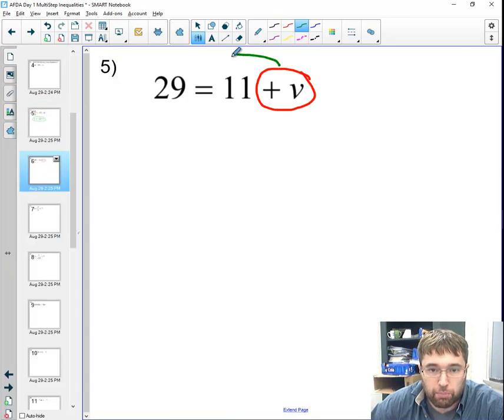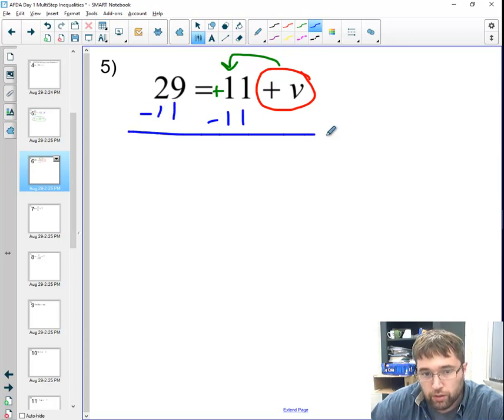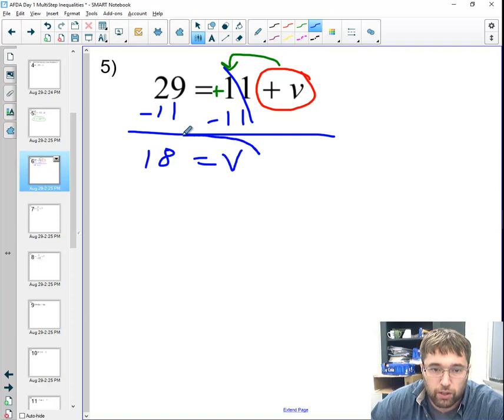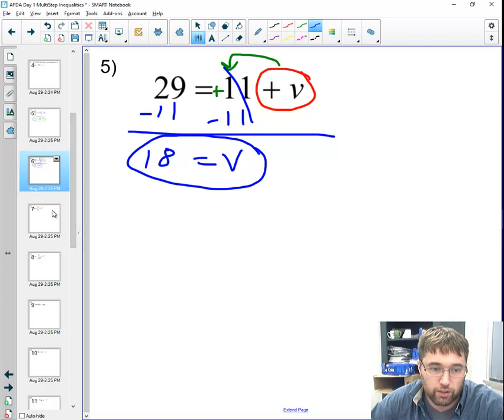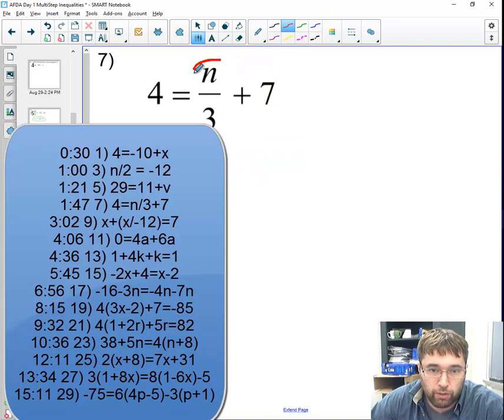Next problem, again, circle the variable, take care of the hater. The hater is going to be the positive 11 because remember, if there's no sign, it's always a plus sign. So we're going to take care of the hater by doing the opposite of positive 11, which is subtracting 11. So we have 29 minus 11, which is 18, which equals, these cancel out, so we're left with just v. The positive sign disappears, and that's our answer. V equals 18.